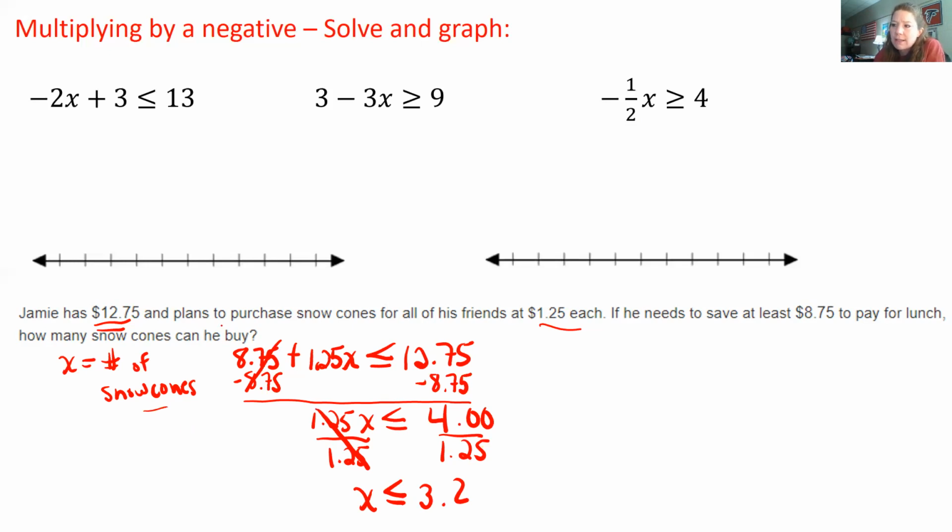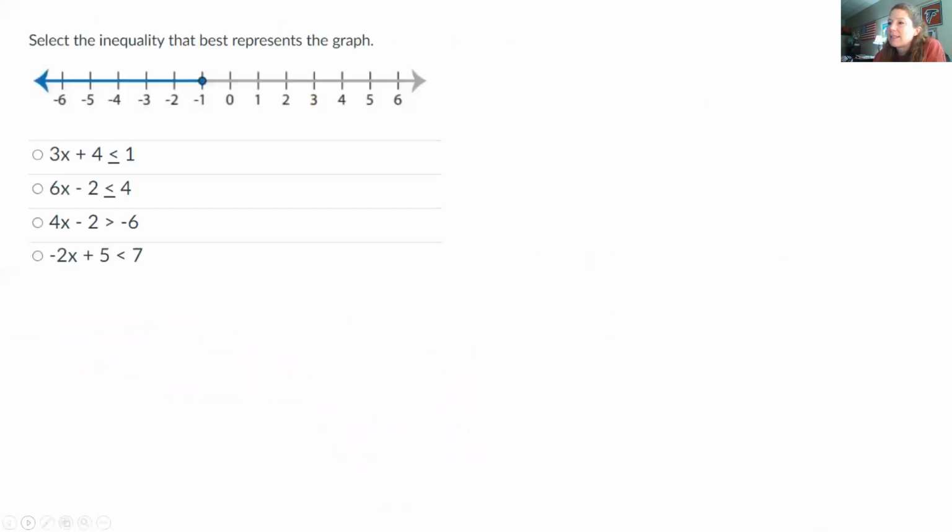What's she going to say? You either got to buy a whole one or not one. So he can buy 3 snow cones or less. X is less than or equal to 3. All righty. Oh, and there's my number line.